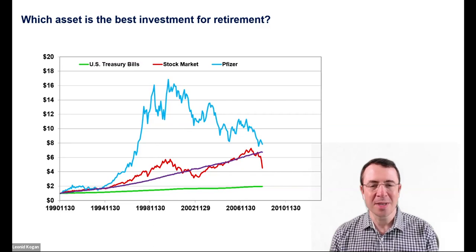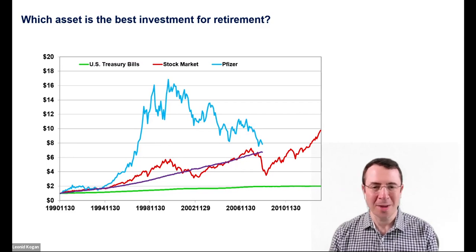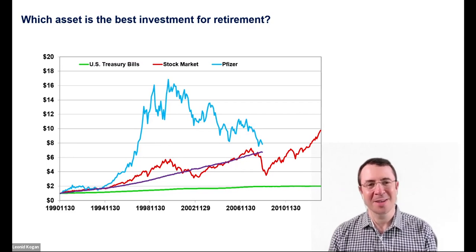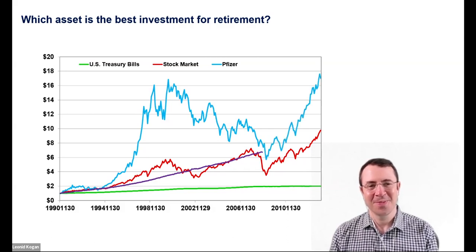Now let's take a look at how these investments did going forward. This is after the shown sample period. So going forward, the treasuries did basically the same thing as before. They're rising slowly but steadily. The stock market did quite well, as you remember, recovering after the global financial crisis. Pfizer did extremely well during the next decade. And let's take a look at the purple, which is the most popular investment.